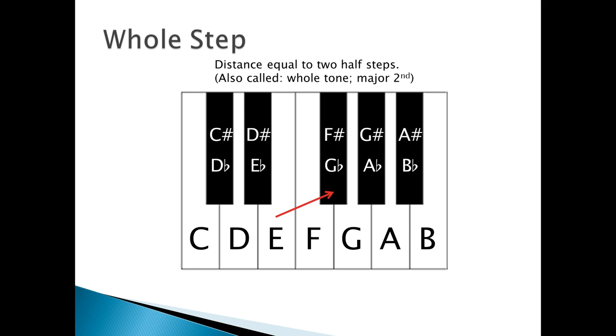Look at E and F sharp. This is a whole step because we have to skip F to get there. And similarly, E flat to F is also a whole step because we have to skip E.